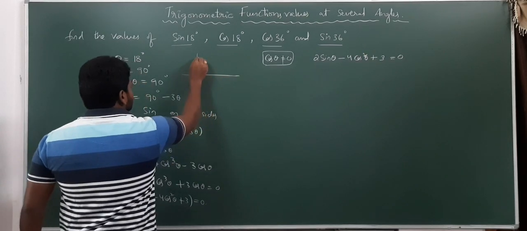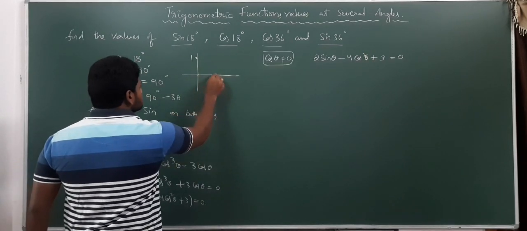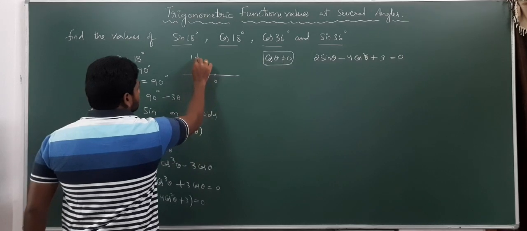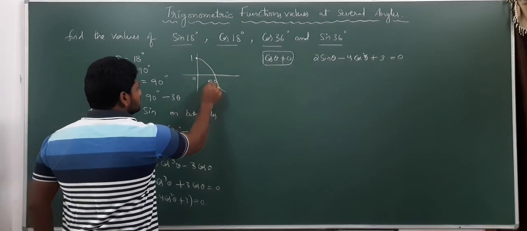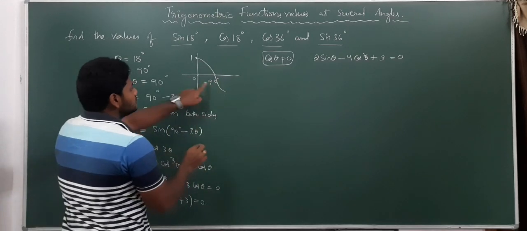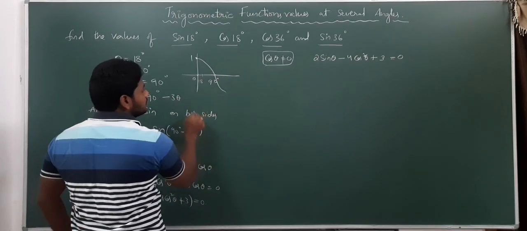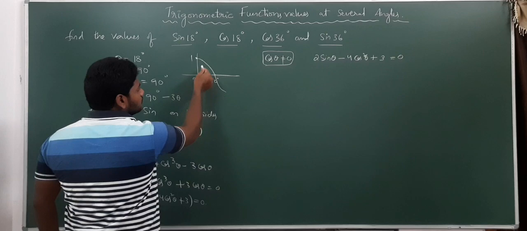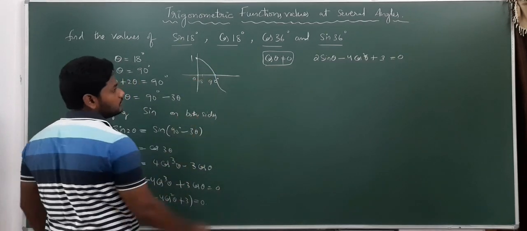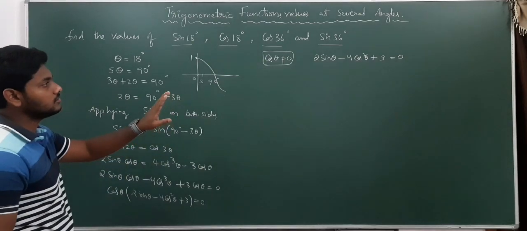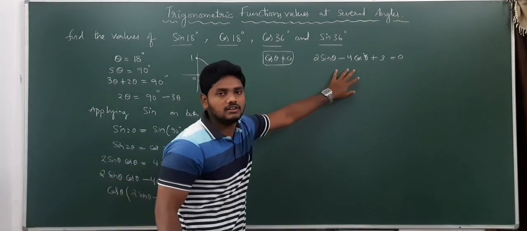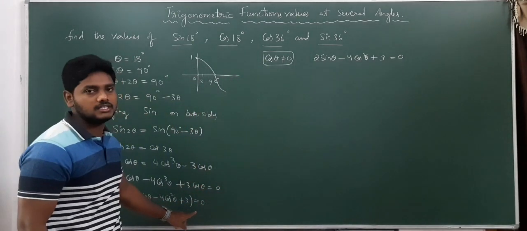See, what is the cos 0 value? 1. Cos 90 value? 0. So the cos function graph will come like this. This is 0 degrees, this is 90 degrees. In between 0 and 90, 18 will be somewhere here. Is it 0? No. Some value we need to find. So it is not equal to 0. So the condition is cos theta not equal to 0. That means this should be equal to 0, according to this equation.